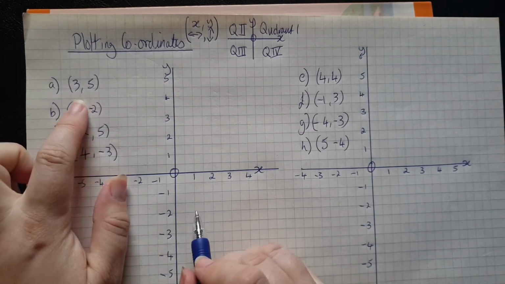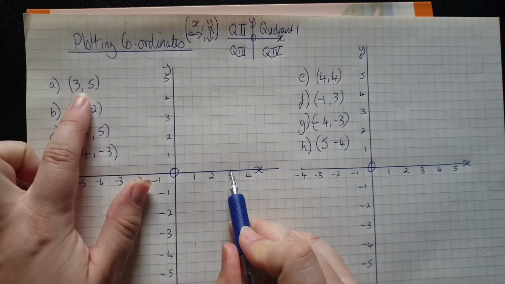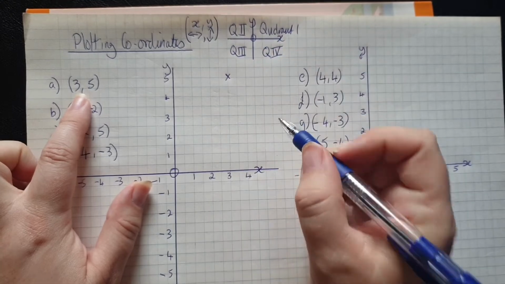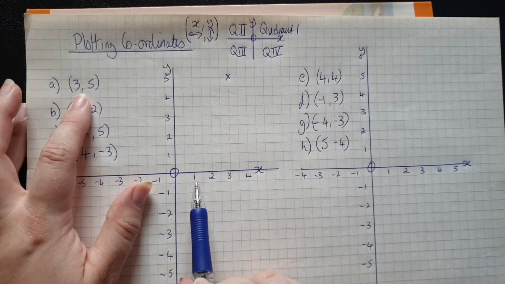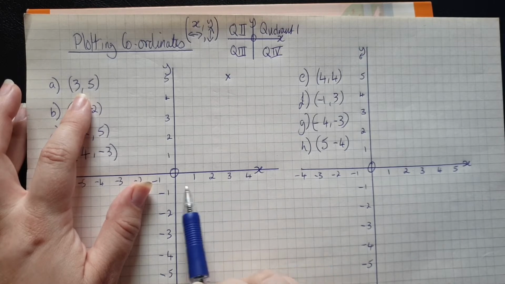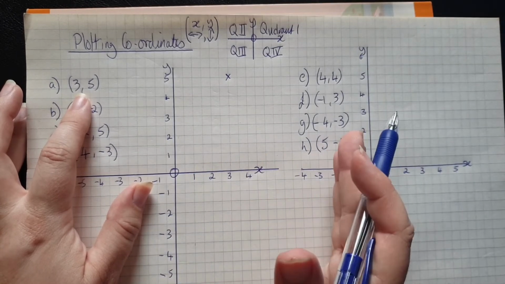So let's work through these together. 3, 5. Along 3, up 5. It's also worth noting on this type of graph, the whole numbers tend to go on the lines, not in the boxes, but on the line. So we're getting it accurately on the paper.